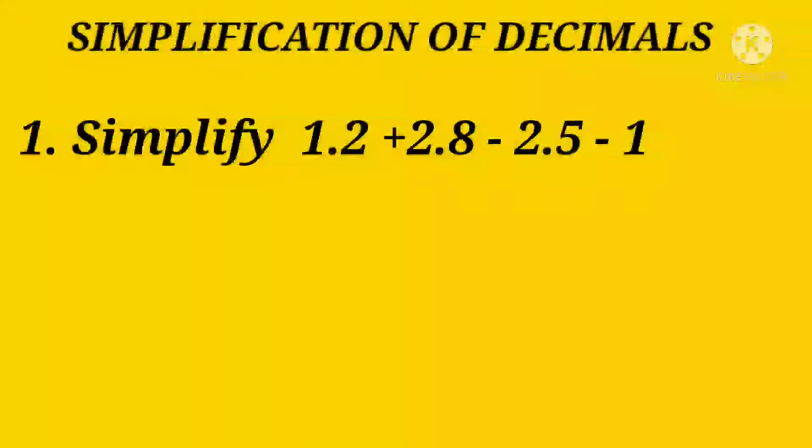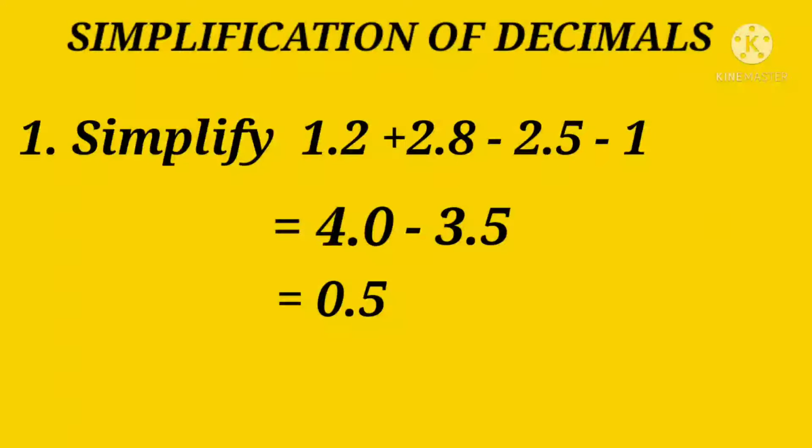So we will add 1.2 plus 2.8 and that is equal to 4.0. And since 2.5 and 1 have the same sign of minus, they will also get added and we get 3.5. Now 4.0 and 3.5 have different signs, so they will get subtracted and we get the answer 0.5.